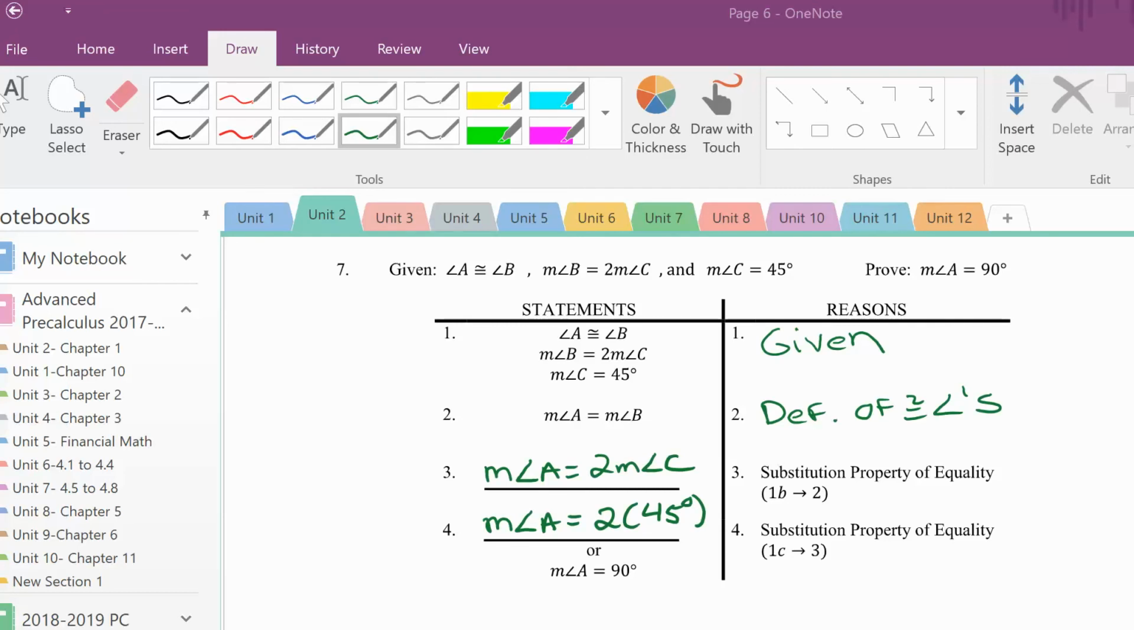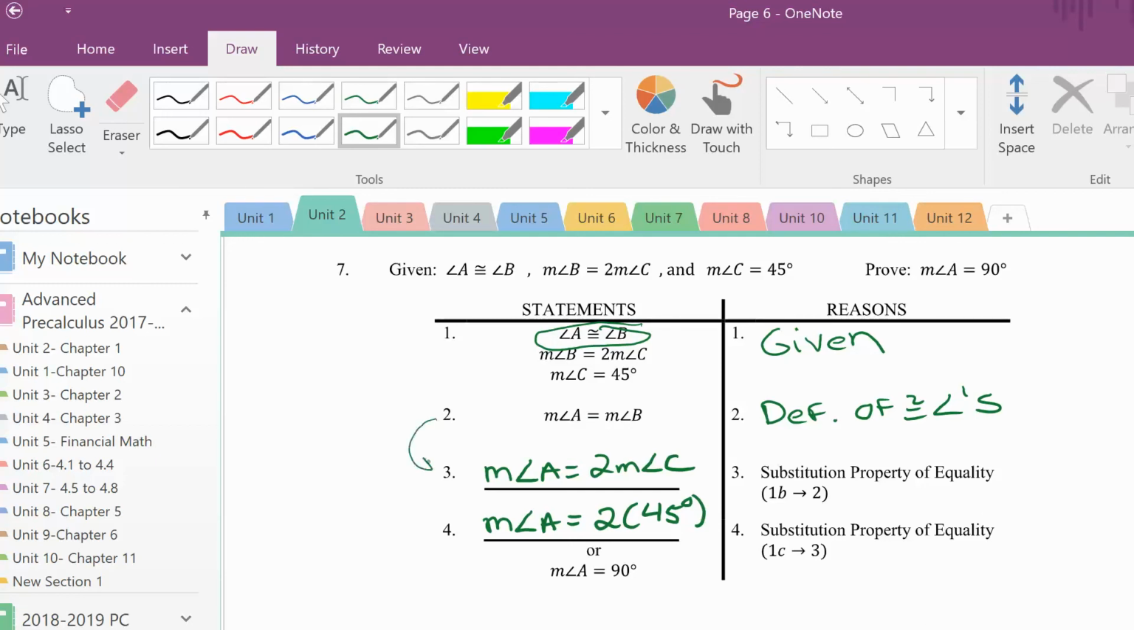All right, so if you look at number 7, you're given 3 things. You're given angle A is congruent to angle B, the measure of angle B is equal to 2 times the measure of angle C, and the measure of angle C is equal to 45. So this is all given to you. We're trying to prove that the measure of angle A equals 90. So the second statement says the measure of angle A equals the measure of angle B. Well, that's related to the fact that it says A is congruent to B. So remember, the definition of congruent angles says that if 2 angles are congruent, the measures are equal. So that is the definition of congruent angles.